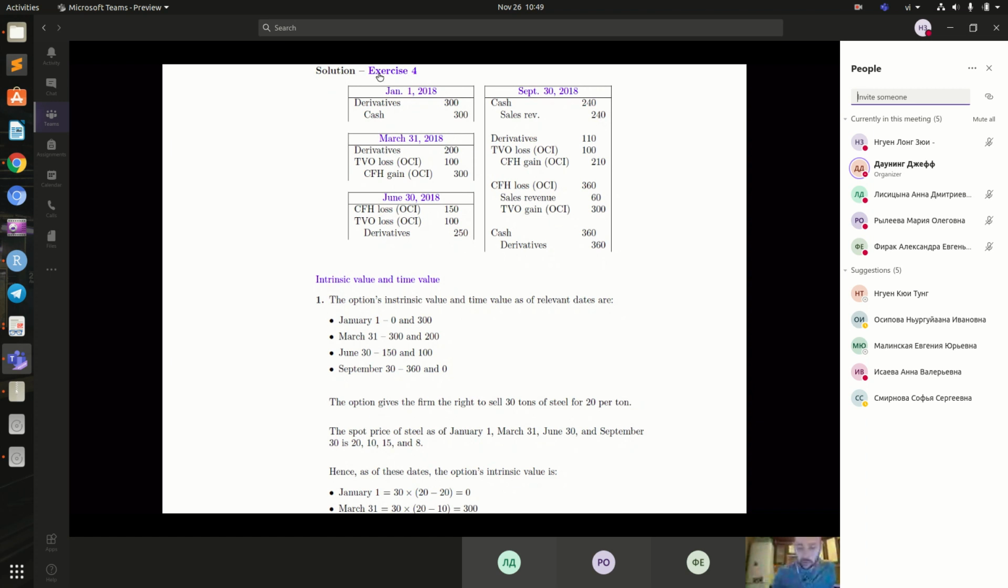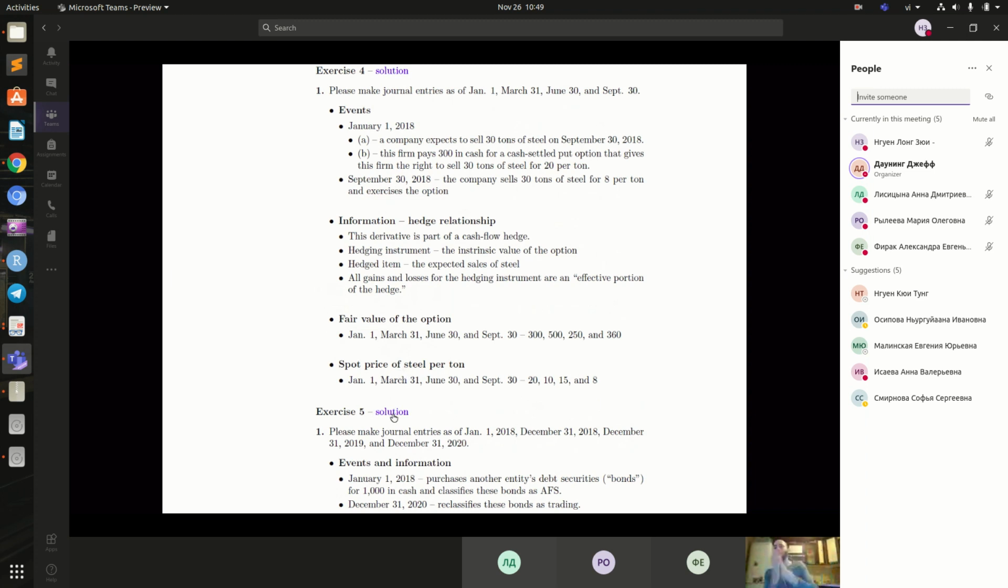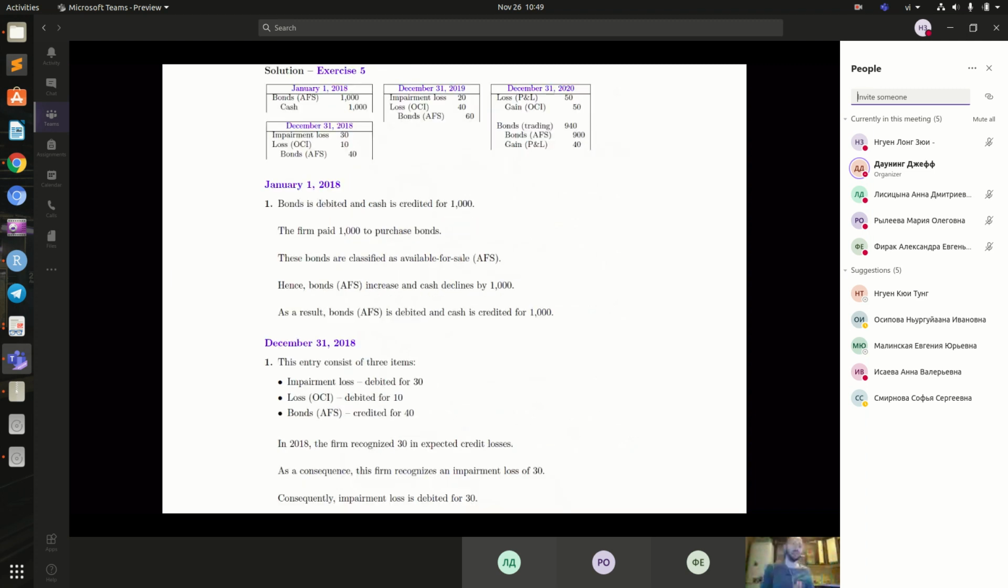So if there are no questions on exercise 4, we will come to exercise 5, where we again have debt instruments. But here we do not sell the debt instrument on December 31st, 2020. We reclassify, or on January 1st, 2020, we reclassify this debt instrument from AFS to trading.